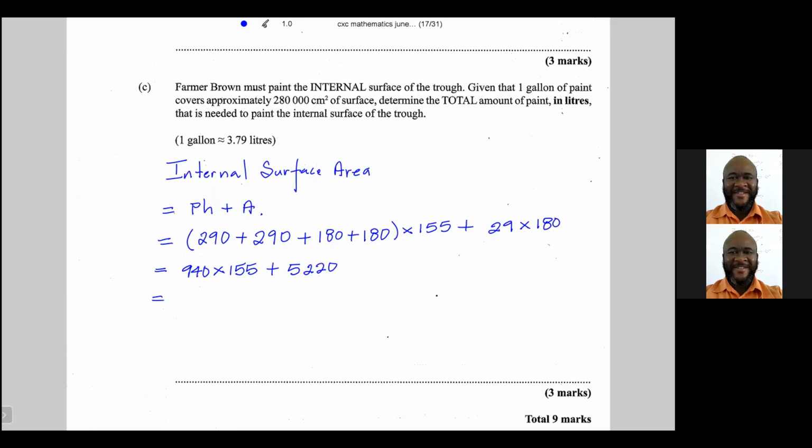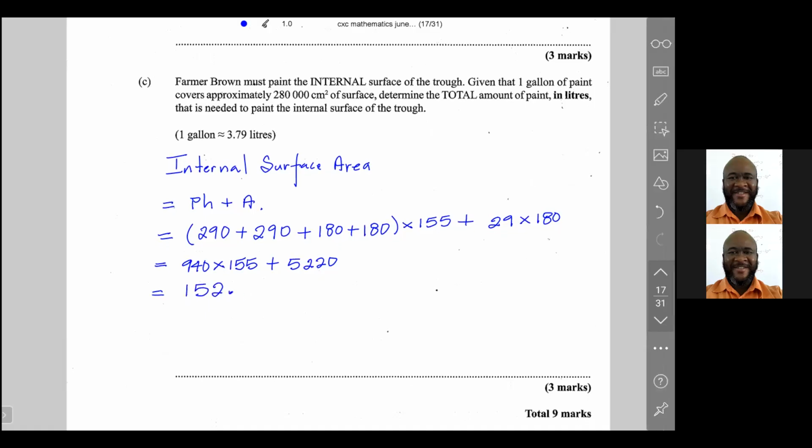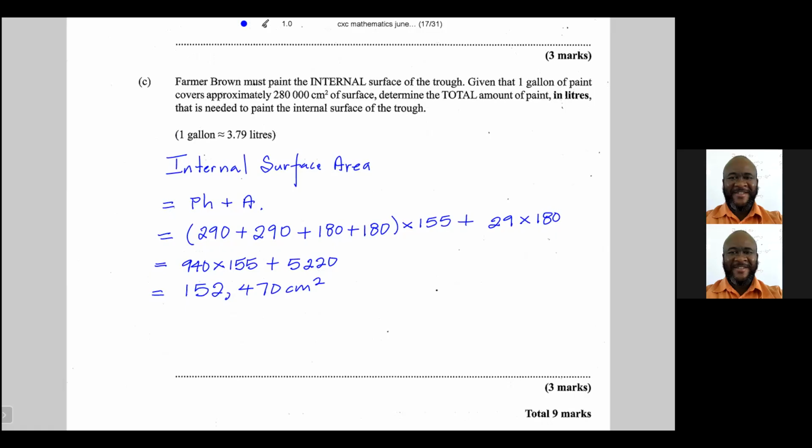So let's just get a final answer. 940 times 155 plus 52,200. This is 197,... 152,470 centimeters squared. That is the internal surface area of the trough. Well, obviously, I think one gallon of paint can paint it, because 1 gallon of paint covers 280,000.